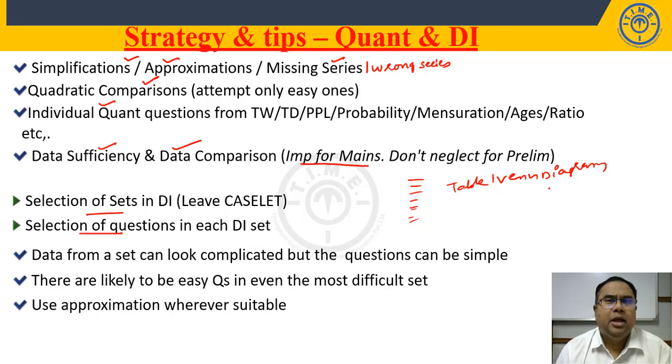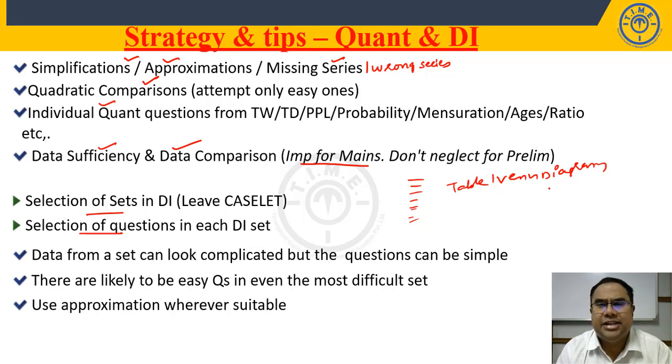Next point. Sometimes when you look at data interpretation, the data looks very, very complicated. Huge data will be given. Don't worry. The data may be very complicated, but most of the questions asked on it will be approximation based questions. Right? So do not decide whether to attempt or not by looking at only the data. Look at the data, look at the questions, then decide whether you want to attempt that particular set or not.